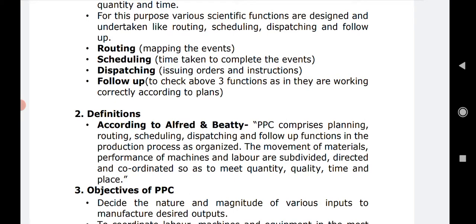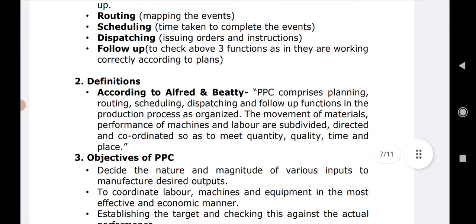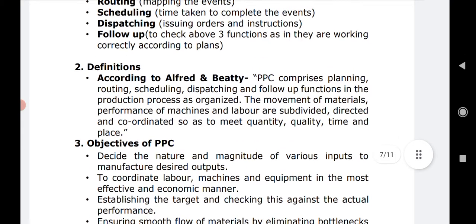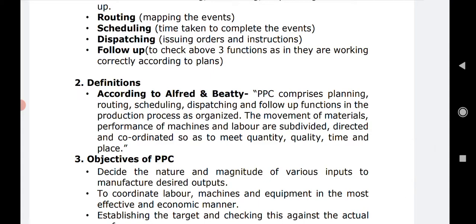If you want to produce something, then there are orders that are required. That means we need to issue the orders and instructions related to the raw materials, or how we need to produce, and whatever guidance and instructions are required can be taken up under this function of dispatching. And then at the last comes follow-up. Follow-up is to check that the prior three functions are performed and taken up correctly according to the plans.